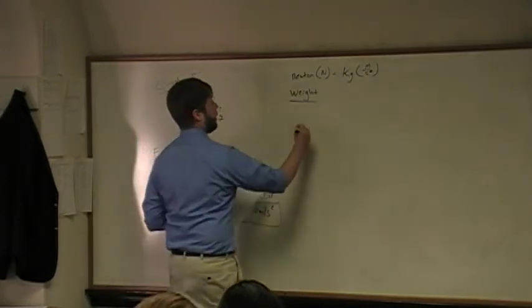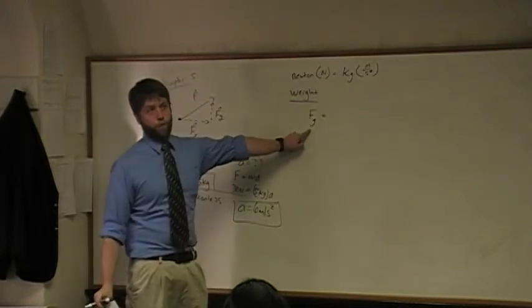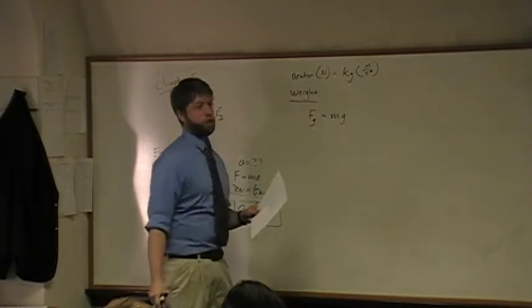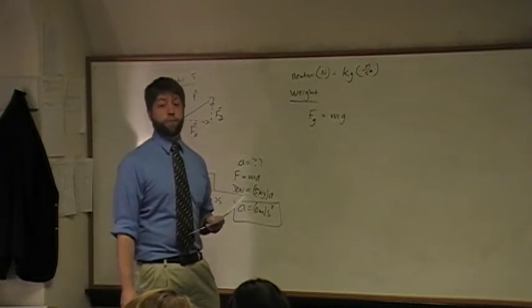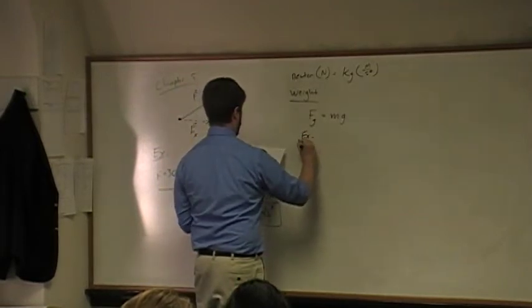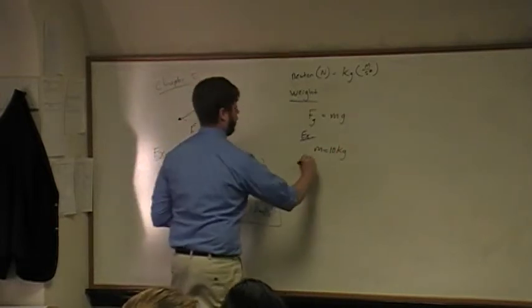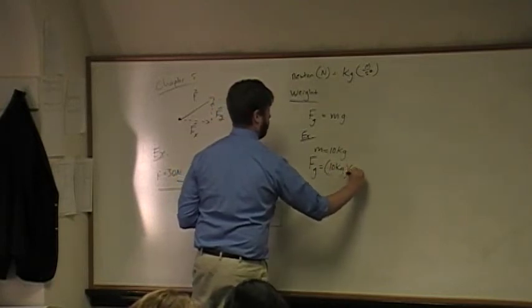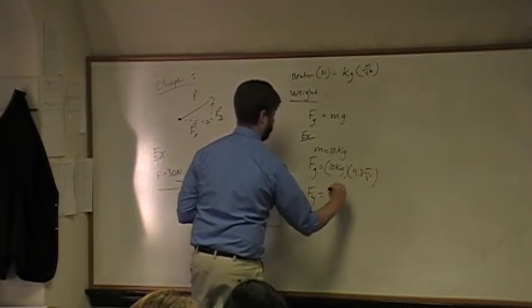All right. So we have the weight. That is the measure of the force of gravity. So Fg, weight, is the force of gravity on an object. That is equal to the mass of the object times our g constant. What's the acceleration that we use for gravity? 9.8 meters per second squared. So for an object with a mass of 10 kilograms, the force of gravity on the object is 10 kilograms multiplied by 9.8 meters per second squared, which is 98 newtons.